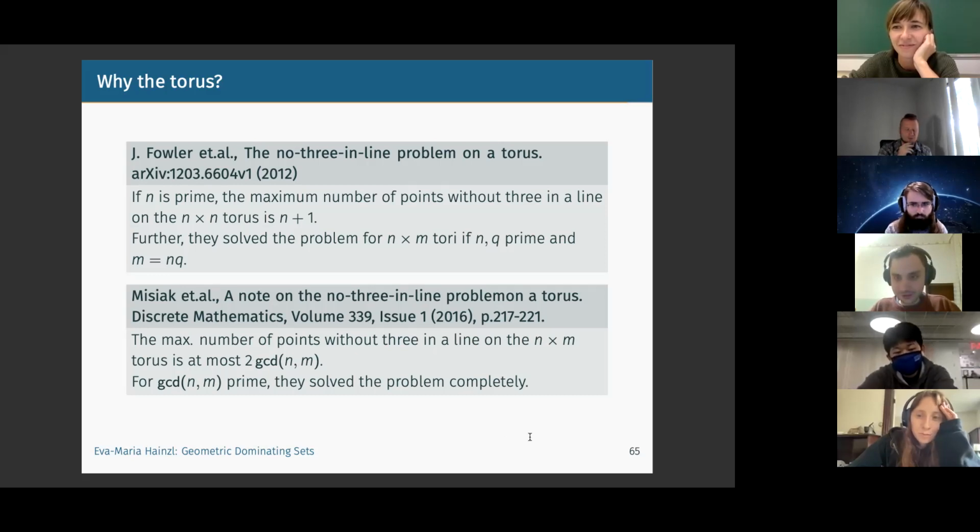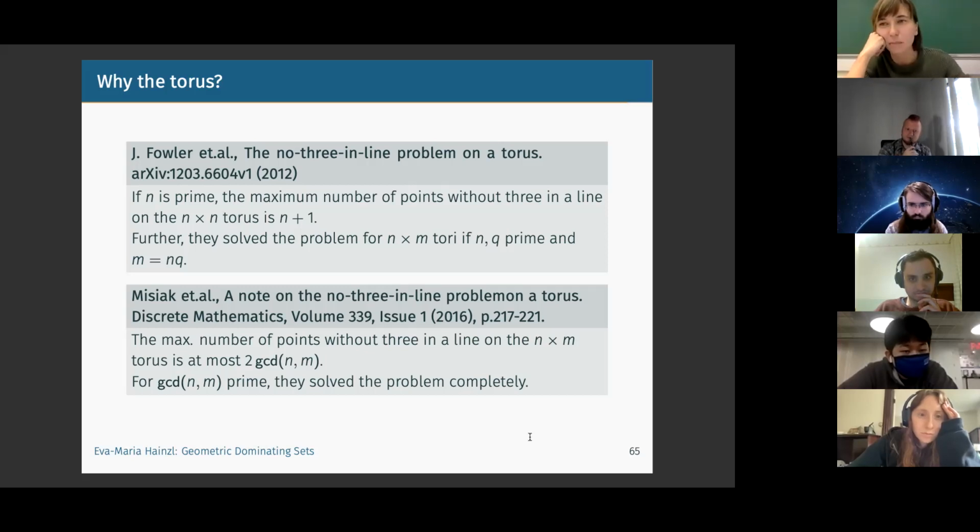I had another further question. Because we're talking about extensions, has this problem been considered where you're allowed to pick points that aren't on the grid? Yes, we've thought about this a bit.